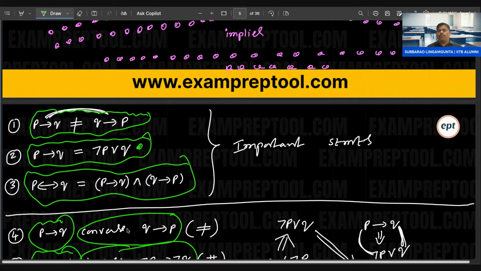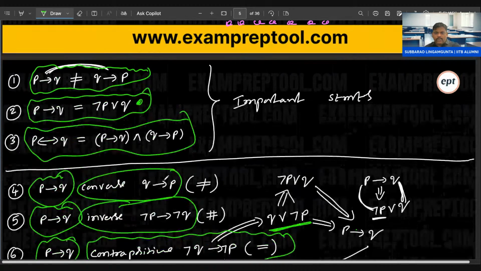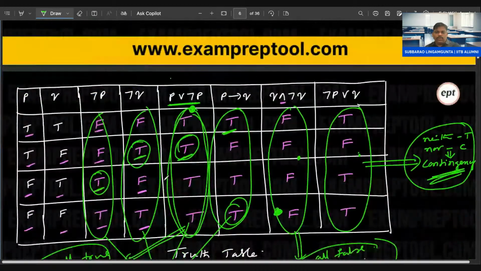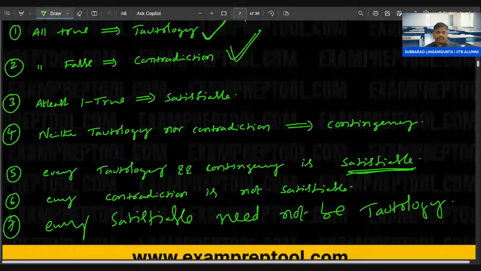Right, important formulas I have written, fine. Next one, this also everyone knows, see the truth table, we discussed accordingly. Now come to the first problem.